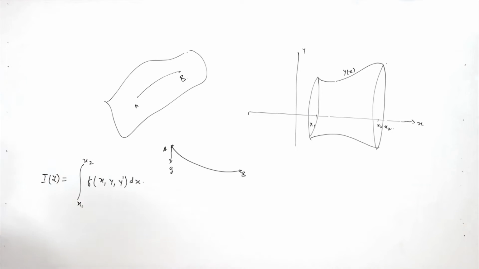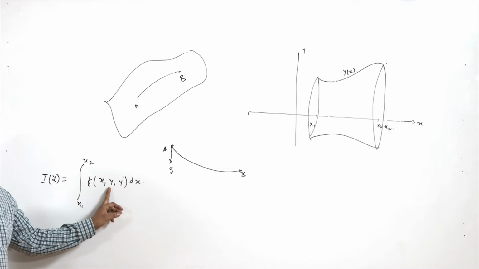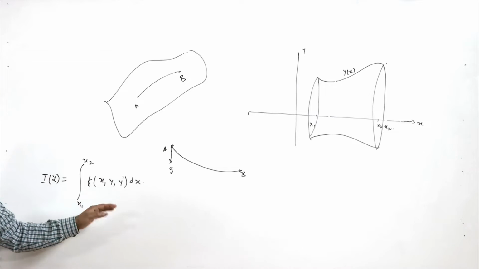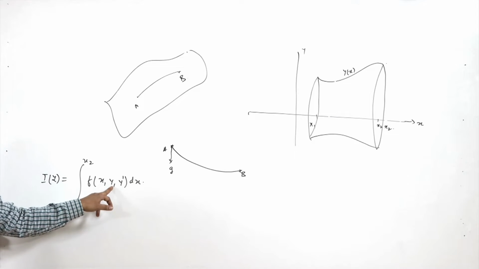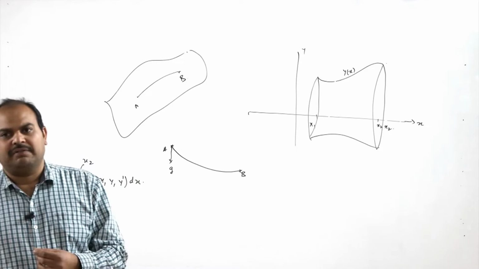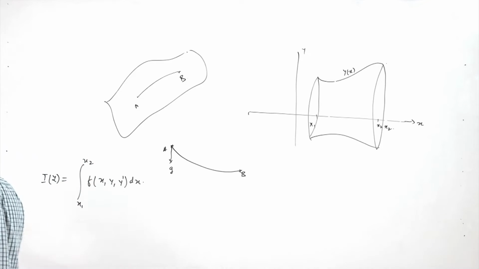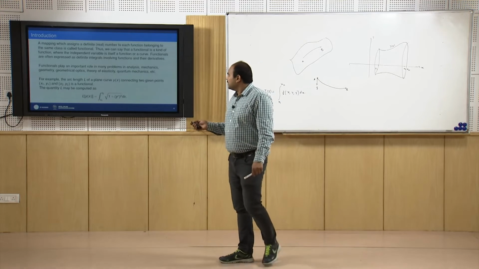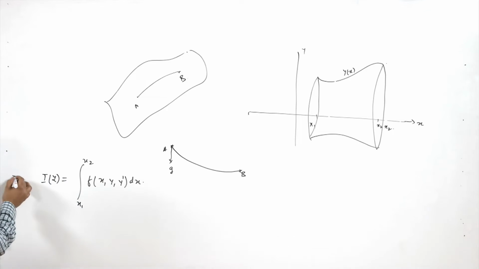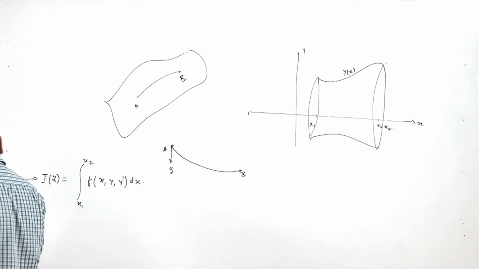So it means that if you take a function y here, then the corresponding value is given by I of y. So for any given function y, there is a value given by I of y. So basically it is a correspondence from a function to a value, some kind of generalization of a usual function. So we can say that a functional is a kind of function which corresponds y to I of y.